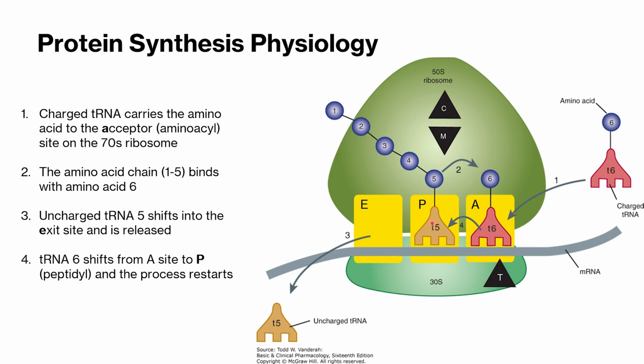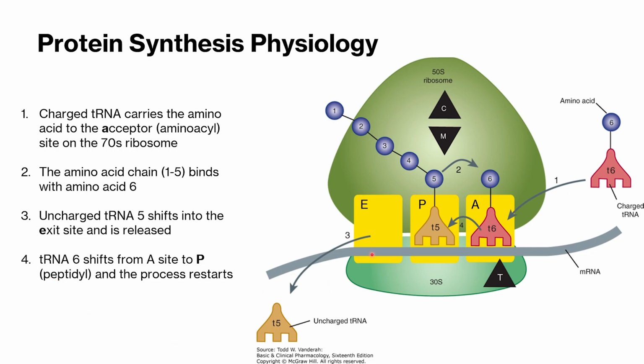The P, or the T5 right here, leaves. Once it loses its amino acid, it is an uncharged tRNA, and things just kind of scoot along. The T6 moves to the P site to get ready for another one to come in, and it's just a cycle. It's like a zipper going down and unzipping, but instead of unzipping, you're just creating a protein.